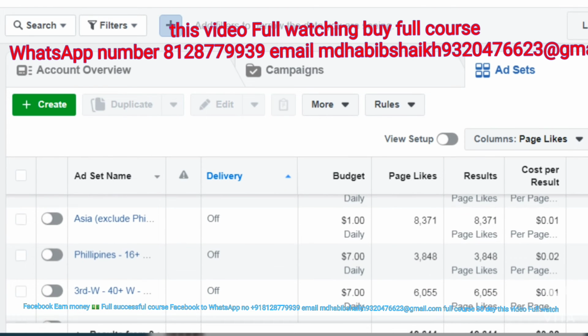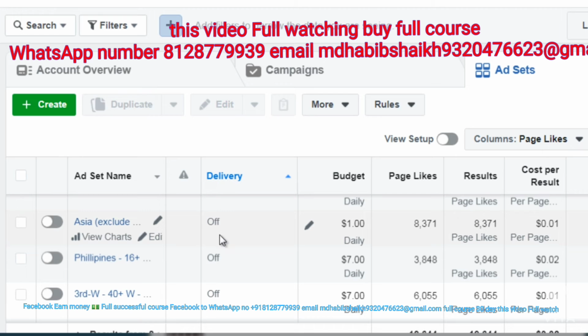So if I scroll down here, you can see Asia. This encompasses Asia, excluding Philippines. And I got about a $1 daily budget, 8,371 page likes. So that's the result. And then, of course, cost per result was 1 cent. So we spent $92 and we got a good amount of likes. Now, whenever I see this, I want to break things down further and maybe test out a different image and see what works.